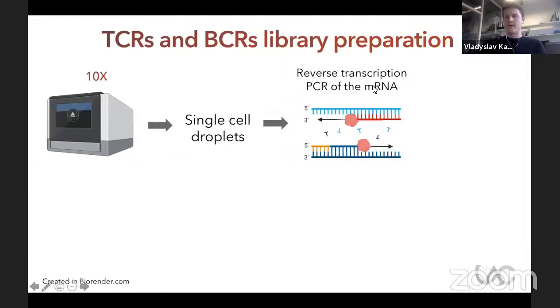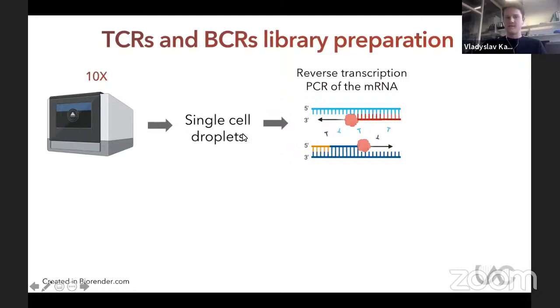What you are doing, you are binding your messenger RNA molecules and you convert them into DNA molecules with the help of reverse transcription. Afterwards, you amplify your complementary cDNA that was produced by this reaction with the help of PCR, and you get your first cDNA library.